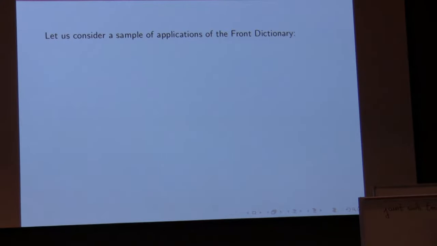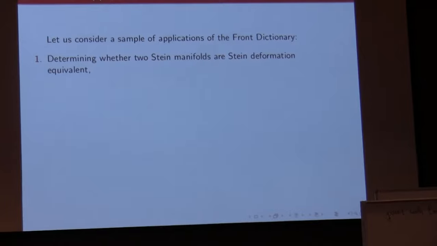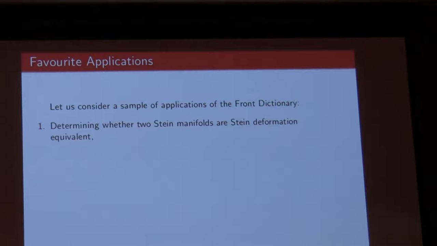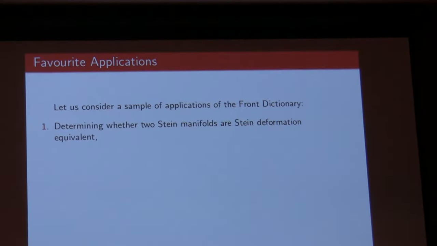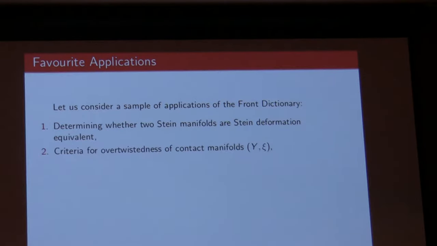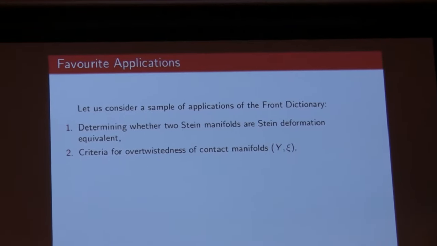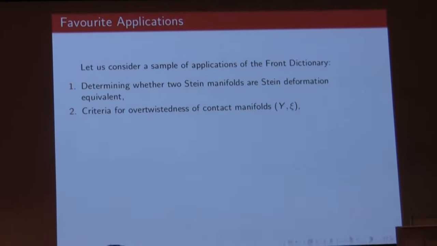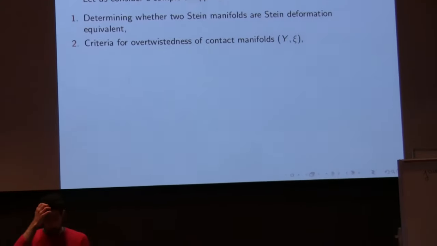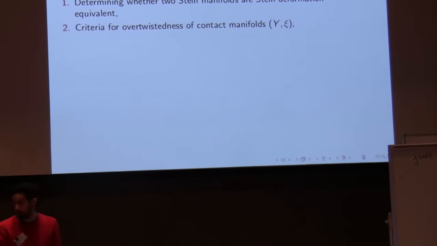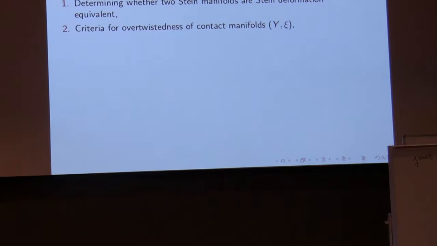Okay, so sample of applications of the front dictionary. Well, if you're given two Stein manifolds, think of it as Weinstein, I will describe what they are, but essentially there's something described by a Legendrian link. Then you can say they're the same if by doing some moves in the front, those links become Legendrian isotopic. So something maybe more interesting, that is not a priori obvious, is how to use these things in order to detect overtwistedness of contact manifolds. So John has already introduced what overtwisted means in dimension 3. We have glimpsed over it in higher dimensions in Chris and John's second talk, but I will explain what it means in higher dimensions to be overtwisted, and then how to detect some overtwistedness in some examples.